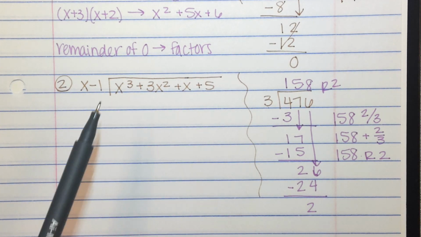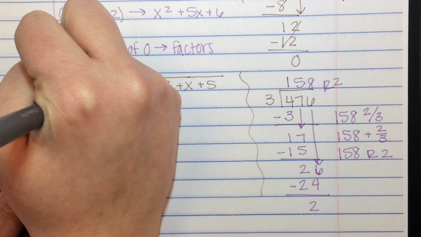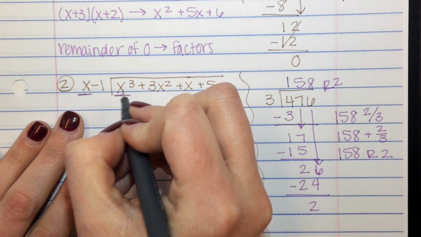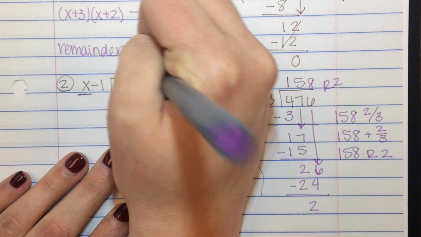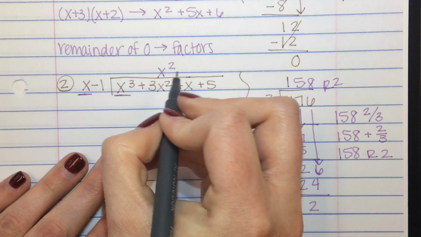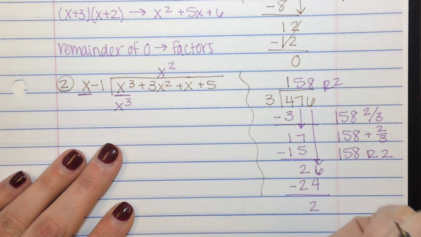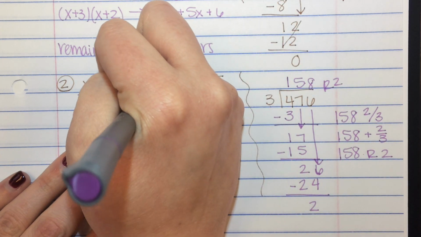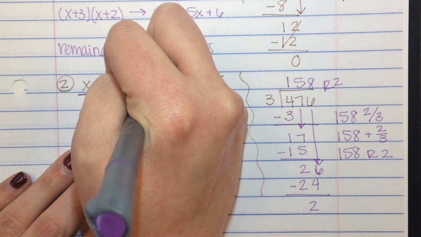So now let's practice with the polynomials. We're looking at x and x cubed. So x times what will give us x cubed? x squared. So we'll put that over x squared. x squared times x is x cubed. x squared times -1 is negative x squared. Now, change the signs. You can't forget to change the signs, so change that and change that.